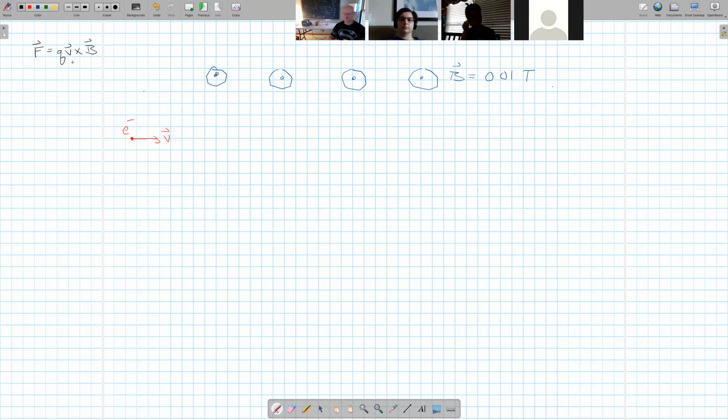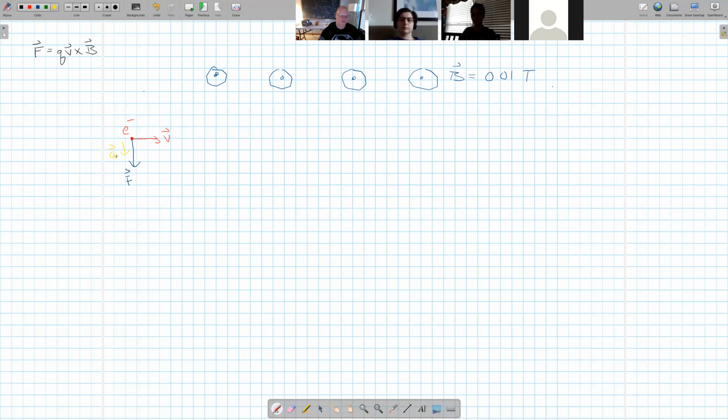Okay? So in this case, what that means then is that this thing is going to feel a force at this point, which is going to point straight down. Okay? So it's going to be the direction of the force, which means this thing is going to feel an acceleration, and that acceleration then will be towards the direction of the force.